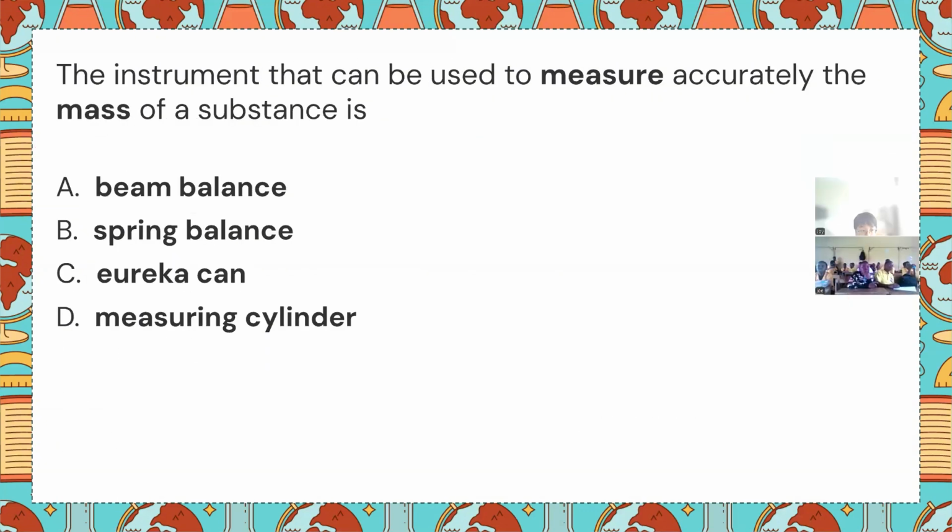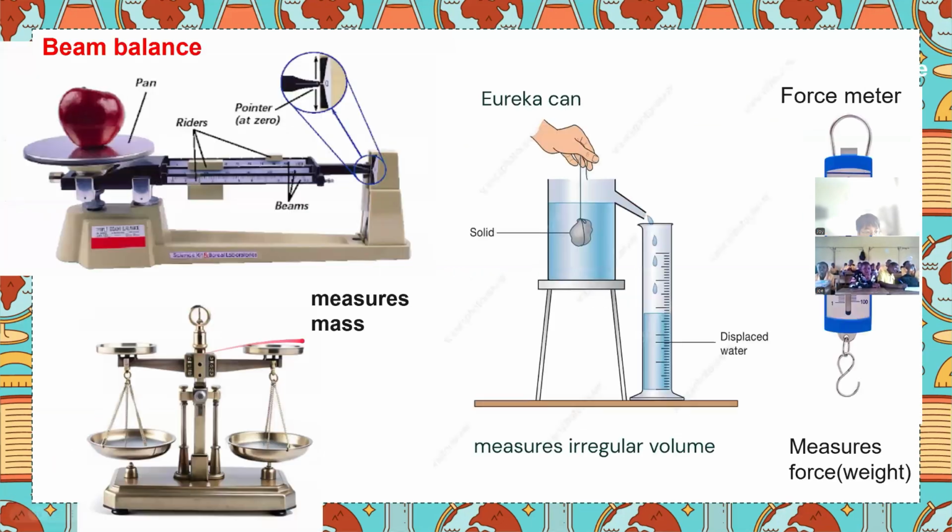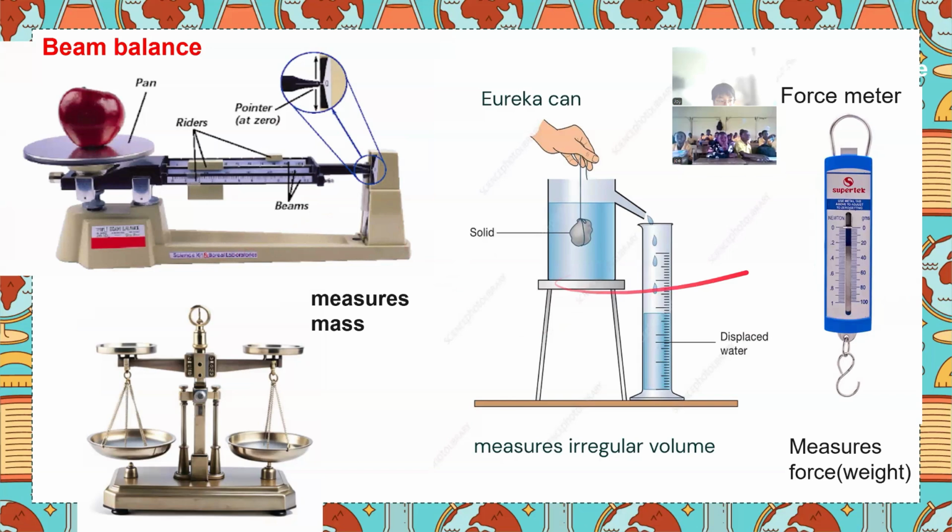Let's look at this question. The instrument that can be used to measure accurately the mass of a substance is... Yes, that is right. A is the correct answer. The beam balance. So here, I put the different options. The beam balance, like you guys said, is what we use to measure mass.